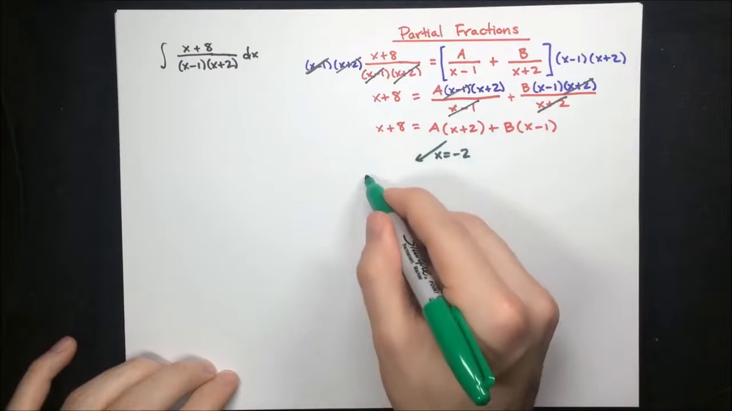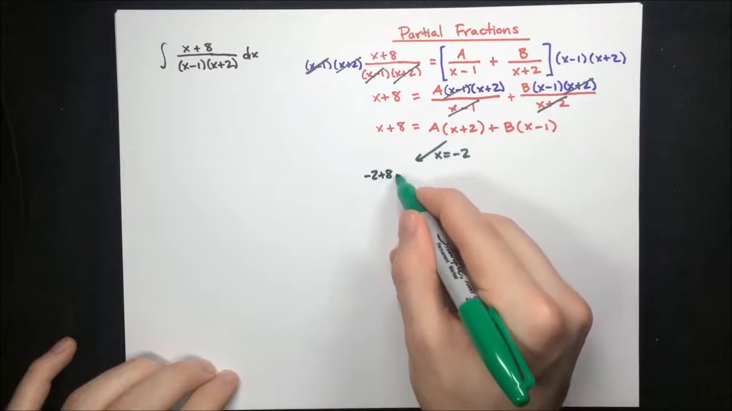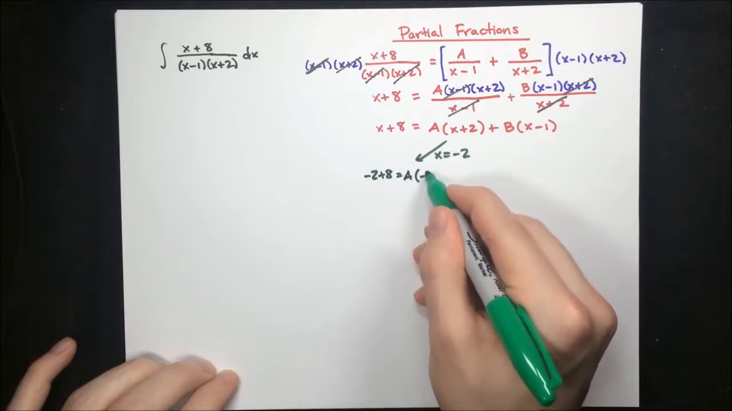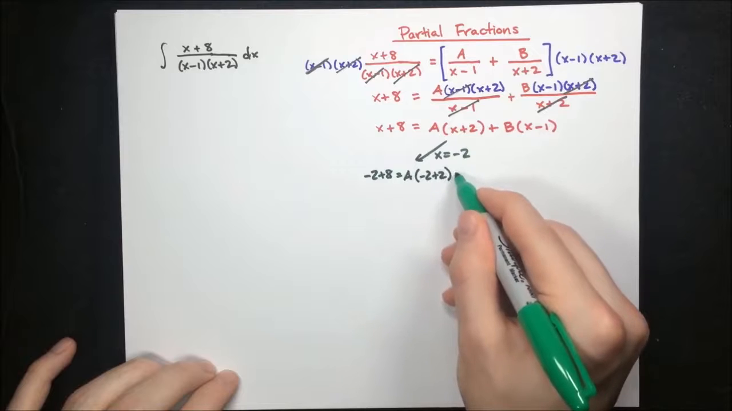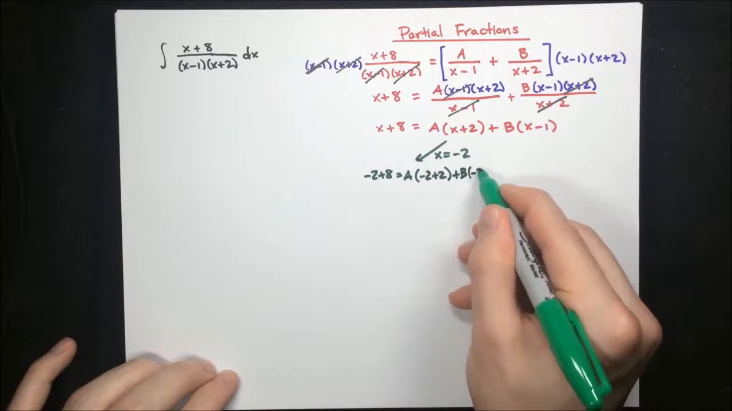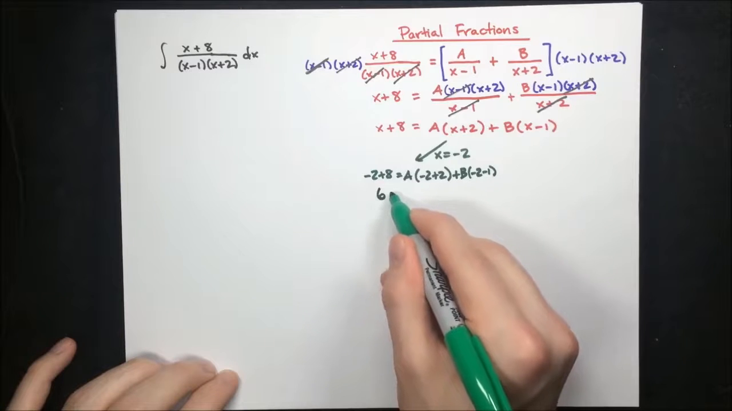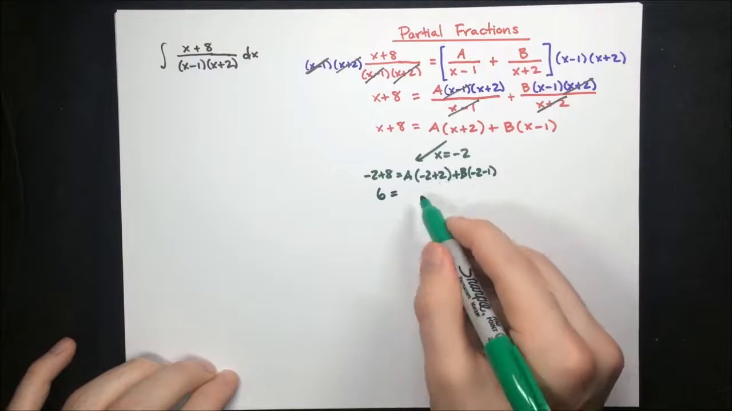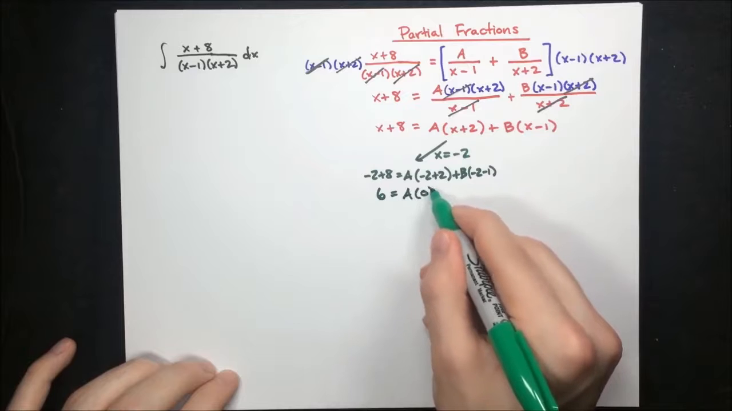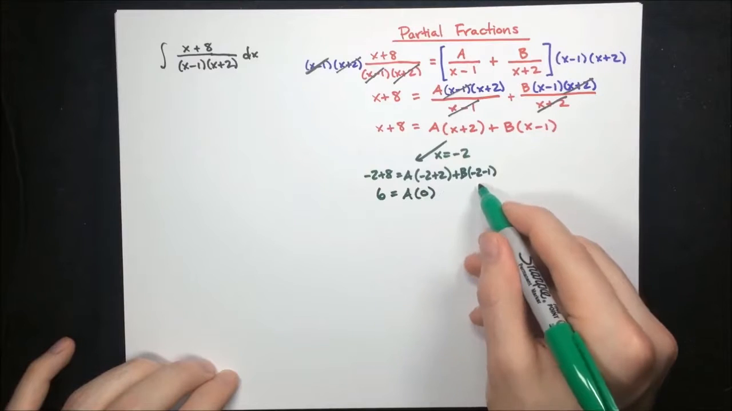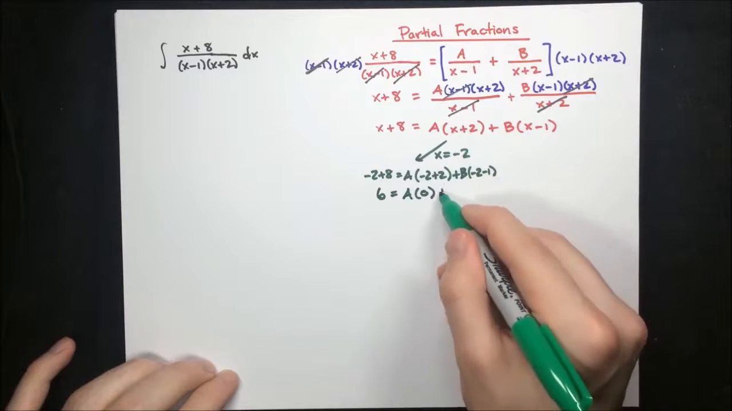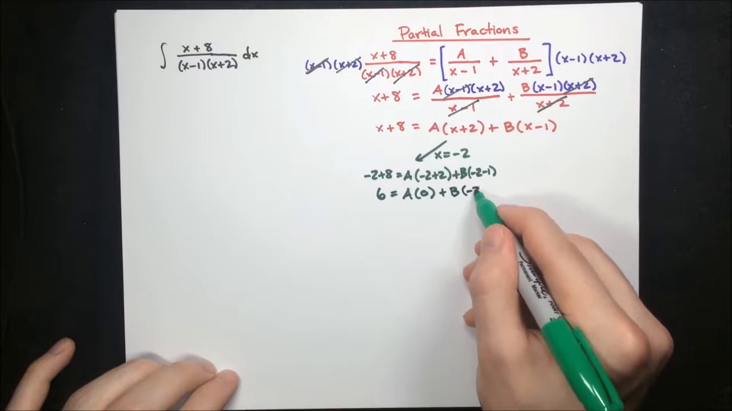So let's do that. Negative 2 plus 8 equals a times negative 2 plus 2 plus b times negative 2 minus 1. Negative 2 plus 8 is 6. Negative 2 plus 2 is 0, so this is like a times 0. That's going to go away. And then negative 2 minus 1 is negative 3, so plus b times negative 3.